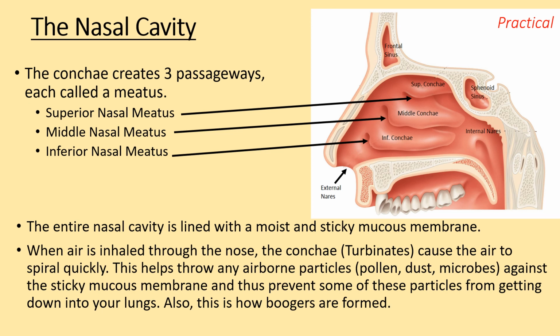So I said the rest of the world calls them turbinates because as we breathe in through our nose, that causes the air to circulate really fast inside of our nasal cavity, and that throws all of the fine particles like the dust and the pollen against the wall of the nasal cavity, which is super sticky because it is a mucous membrane. That helps trap a lot of these particles, and that's also how you make a booger. It's just all of the stuff that is being thrown against the wall of your nasal cavity.